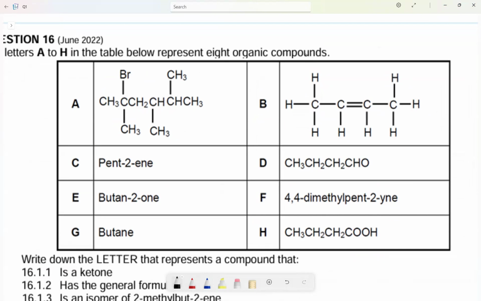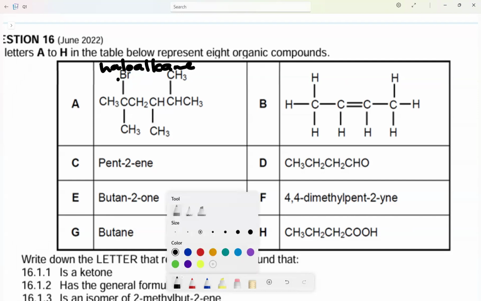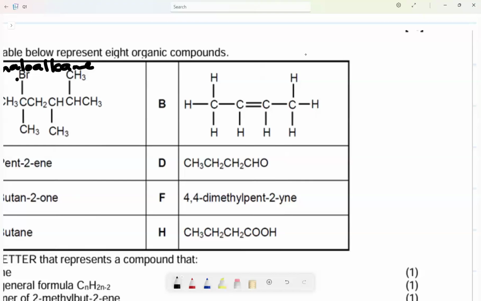So when I see here, let me check. CH3, then CH like that, CH2, CH like that. Here I see a haloalkane, okay? I see a haloalkane there because I see a Br there. Haloalkane. Number B, I see an alkene.